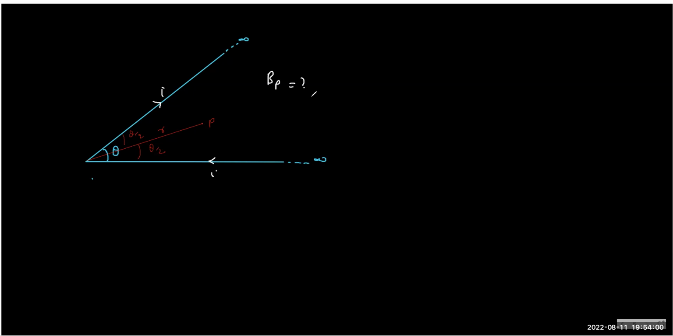Sorry, I'm getting mu naught I cos theta by 2 by pi r. Okay, how much are you getting? Sir, I'm getting mu naught I cos theta by 2 by pi r, like this. Yes, sir. So let me confirm it.